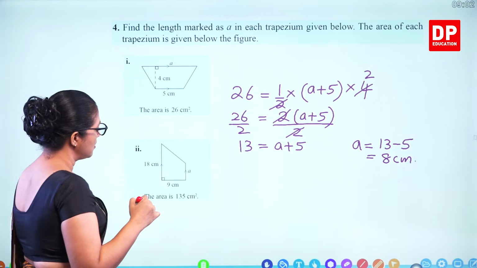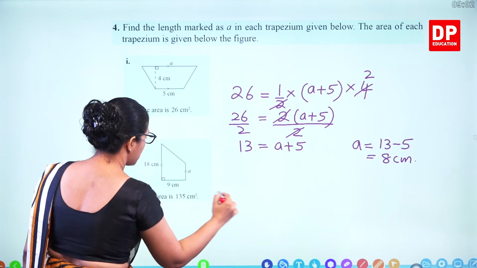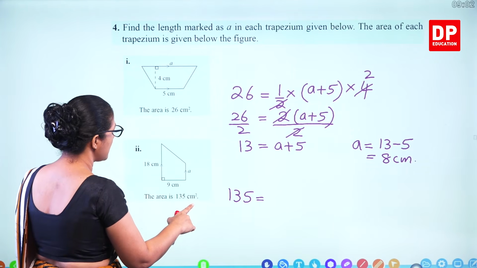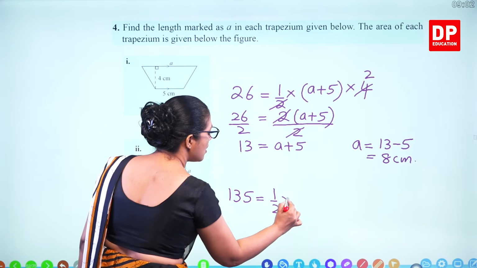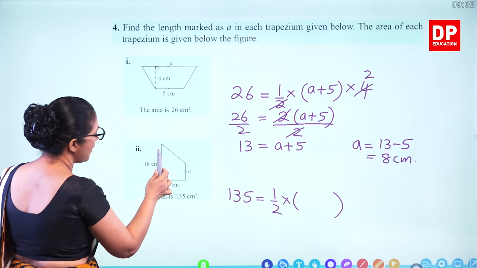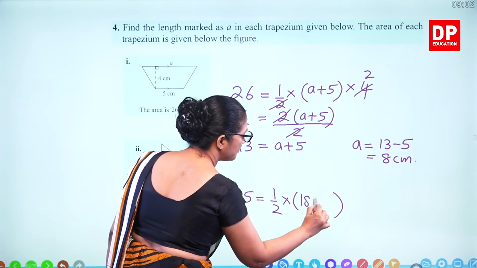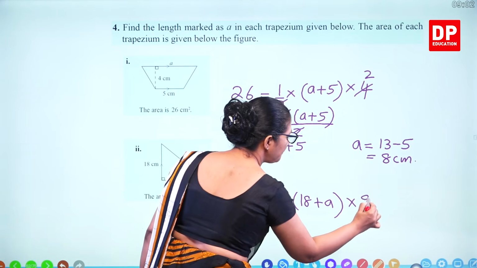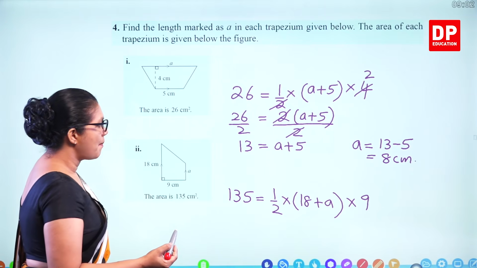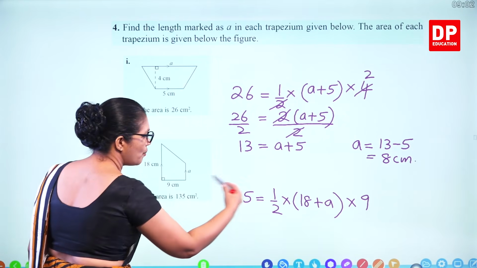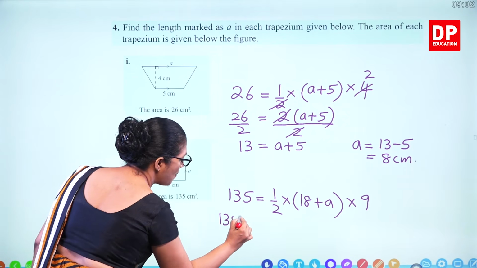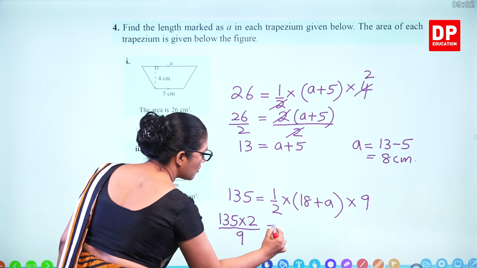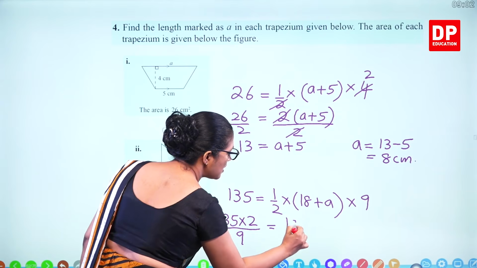This one, area is 135 square centimeters. That's equal to half the sum of the two parallel lengths 18 and A, and the perpendicular height is 9. I can multiply by 2 on both sides. So 135 multiplied by 2 and divide by 9. So I get this part, 18 plus A.